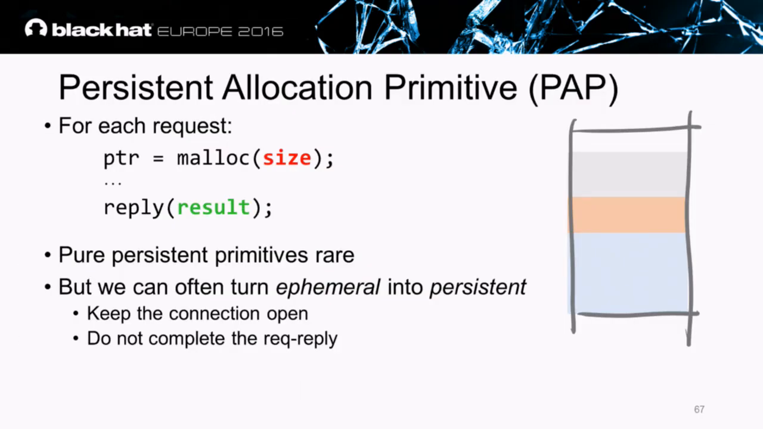Then we can use the second primitive, the persistent allocation primitive. It's quite straightforward. In this primitive, we prevent the deallocation of the memory.